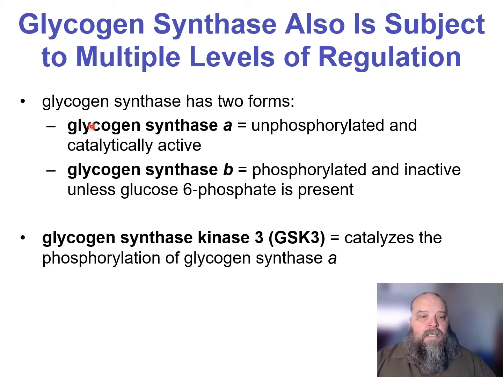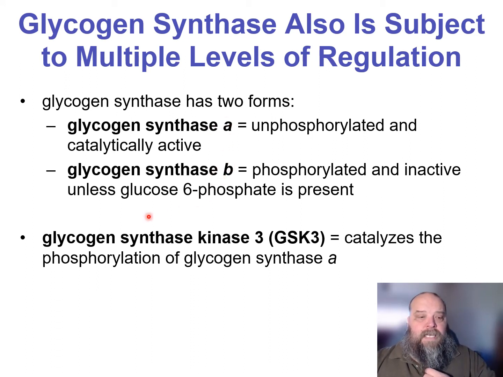Well, synthase. Synthase is an enzyme, ends in A, so what does it do? It synthesizes. What is it synthesizing? Glycogen. Well, it turns out glycogen synthase also comes in 2 forms. A, active, B, inactive, just like we saw with the phosphorylase. But it's switched. A is unphosphorylated. B here with the glycogen synthase is a phosphorylated inactive form. This is the opposite of what we saw with the phosphorylase A and B.